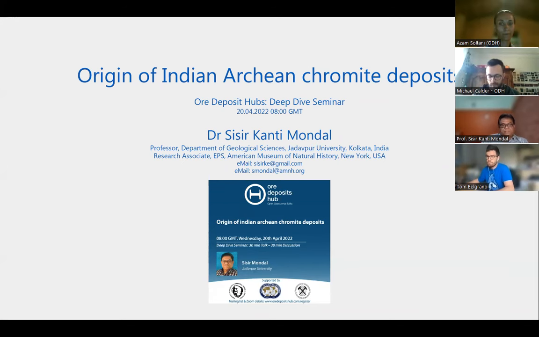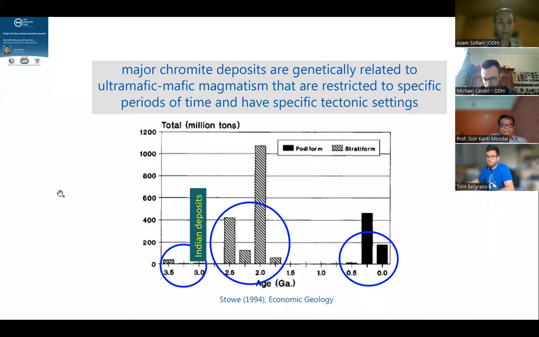Most of our chromite deposits are restricted in Mesoarchean period, where we have chromite deposits hosted within some early Archean to Mesoarchean greenstone terrain. So we know that chromite deposits are genetically related to ultramafic magmatism that are restricted to specific periods of time and have specific tectonic settings. So we are talking about ultramafic magmatism in different time period.